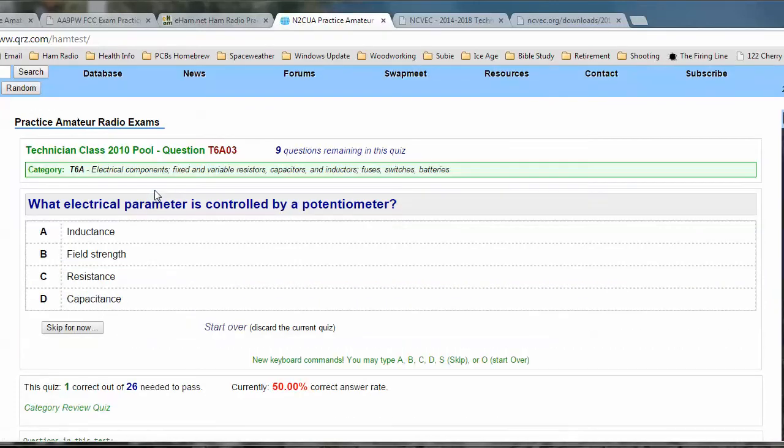What electrical parameter is controlled by a potentiometer? Resistance. It's what a potentiometer is. It's a variable resistance device. A component, actually, not a device.